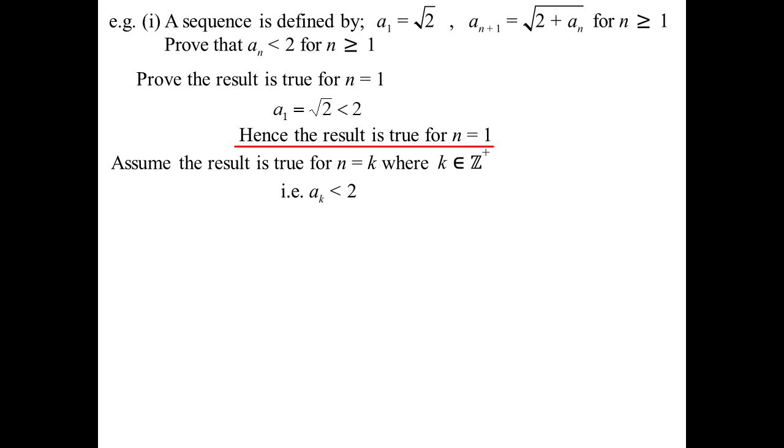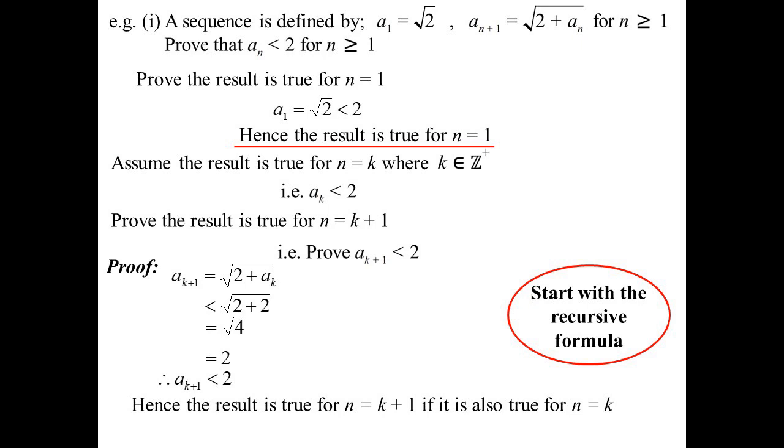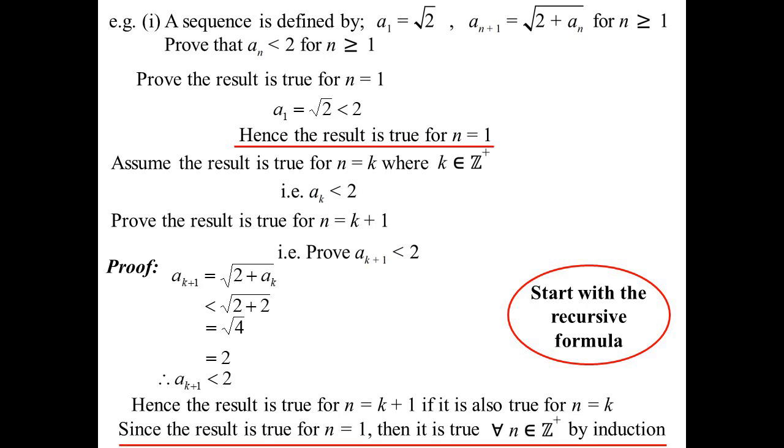Assume it's true for k. So I'm going to assume that ak is less than 2. We now want to prove that ak plus 1 is also less than 2. Start with your recursive formula. So ak plus 1 will be the square root of 2 plus ak. Well, I can substitute my assumption straight in now because we've assumed that ak is less than 2. So this must be less than the square root of 2 plus 2. Well, that's the square root of 4, which is 2. ak plus 1 must always be less than 2. Hence the result is true, etc., etc., etc.